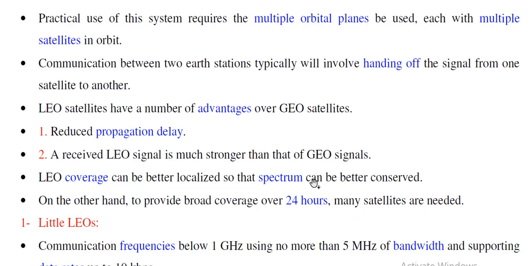On the other hand, we have a problem here: if we want full coverage of Earth 24 hours, not like with the GEO satellites that are stationary, we need many satellites since they are moving and we want continuous coverage. We need as many satellites as possible in order to cover the entire Earth 24 hours, not like with the GEO satellites.